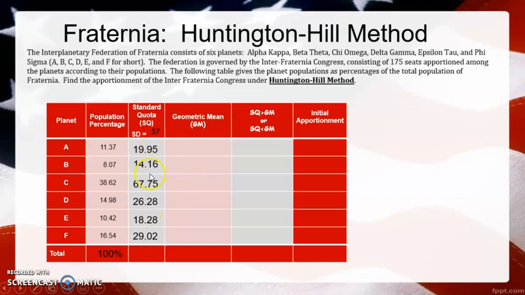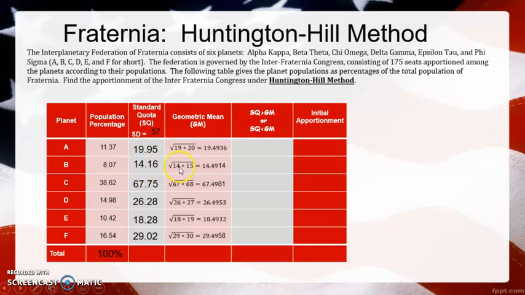We're going to go ahead and move on with our Huntington-Hill method. Remember that in order to determine whether or not to award the upper or lower quota with Huntington-Hill, we have to first find the geometric mean. So the geometric mean is going to be the square root of the lower quota times the upper quota. Well, what's the lower quota in this case? 19. What's the upper quota in this case? 20. So the geometric mean is going to be the square root of the product of 19 and 20, which is approximately 19.4936. And we're going to do this same process for all of our standard quotas.